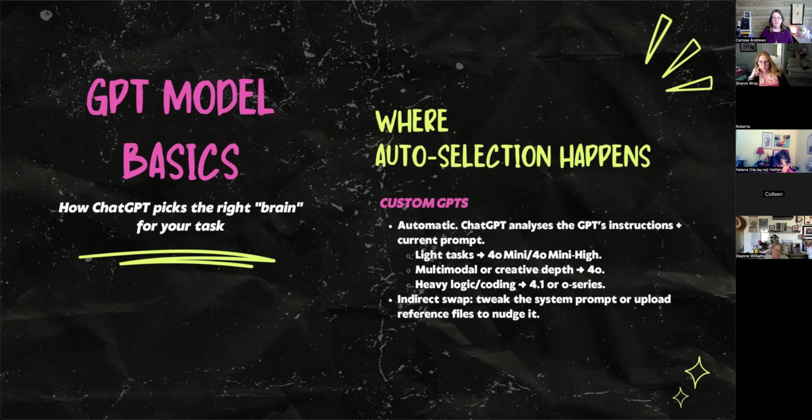With custom GPTs, it's automatic. ChatGPT is going to analyze all of the instructions, based off of whatever you put in the background and the role that you're giving it, and it's going to probably pick based off of that information. So a light task is going to be 4.0 mini or 4.0 mini high.